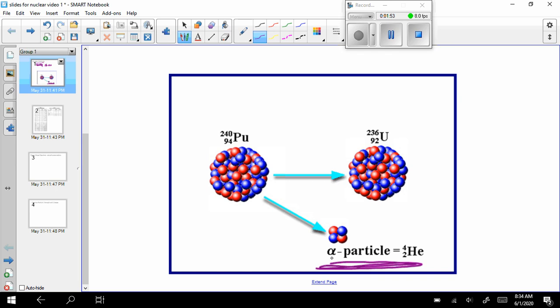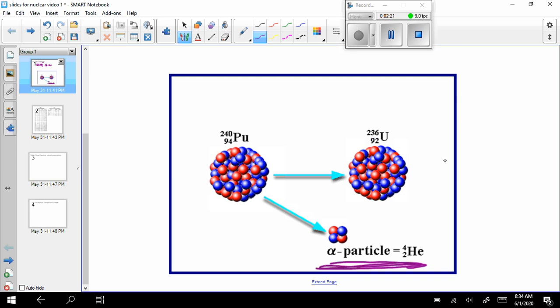So it loses what's called an alpha particle. We're going to talk about different particles that are lost. This particle has a mass of 4 and 2 protons. So it's equal to the same thing as what helium is. So it essentially loses helium. So it's no longer Pu anymore. It now changes to U. It changes to uranium. And that's because it lost 2. So if it loses 2, it goes down to number 92.